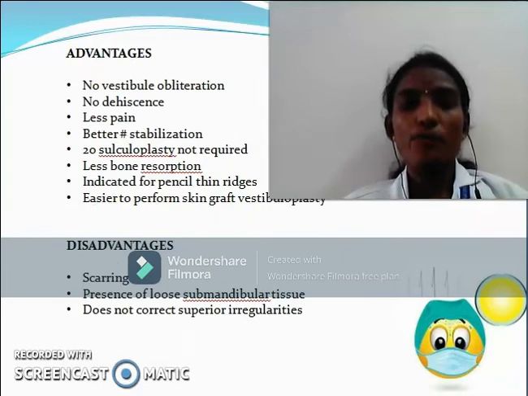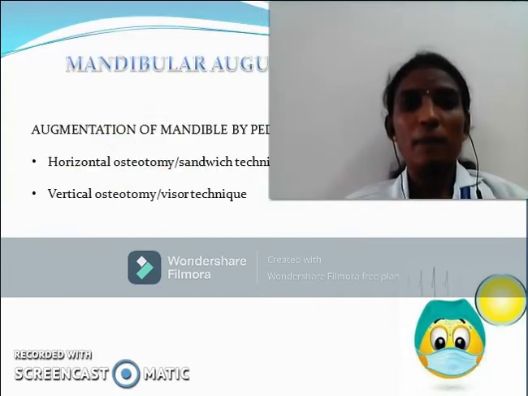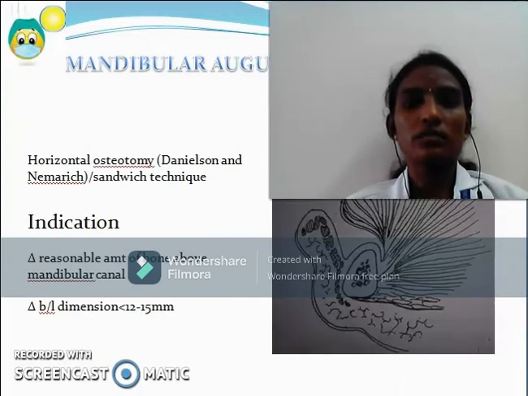Advantages are no vestibular obliteration, no dehiscence, less pain, better fracture stability, vestibuloplasty not required, less bone resorption, and it is indicated for pencil thin ridges. Disadvantages are scarring, presence of loose submandibular tissue, and it does not correct the superior irregularity. Mandibular augmentation can also be done by means of horizontal and vertical osteotomy.